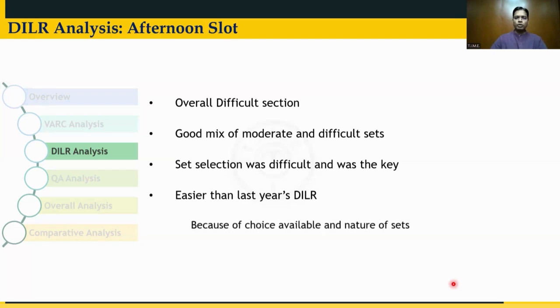And basically, because of the choice, you had 5 sets, and maybe for a good performance, you could happily just ignore 1 set, which was the toughest, and then focus on the other 4. Even if you attempted 3 sets with good accuracy, you would be in a good standing. But for anyone aiming for the top B schools, 4 sets would have been a must here.